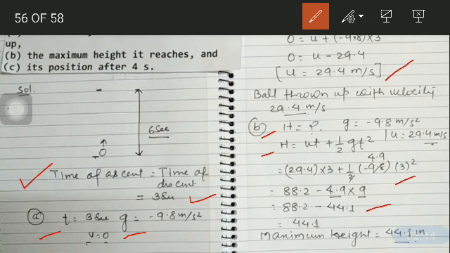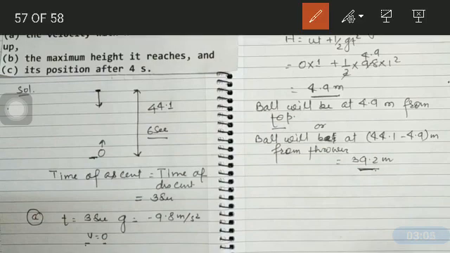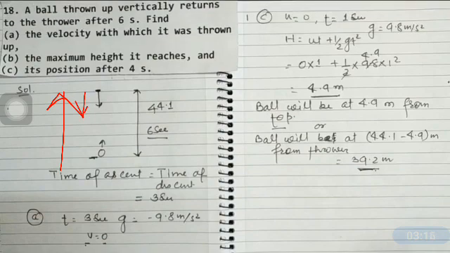In the third part, you have to calculate its position after 4 seconds. So we know that initial velocity is 0. Its position after 4 seconds, since it reaches the maximum point in 3 seconds. In 3 seconds it is at the maximum point, so during the next 1 second it will be returning to the earth. So we are going to calculate the distance covered during that 1 second.